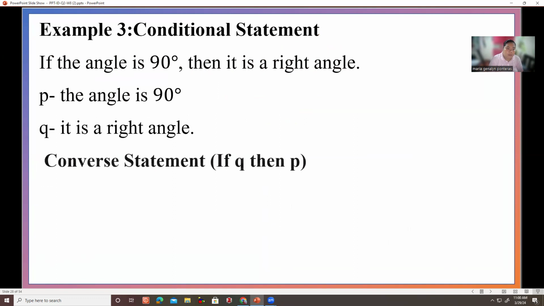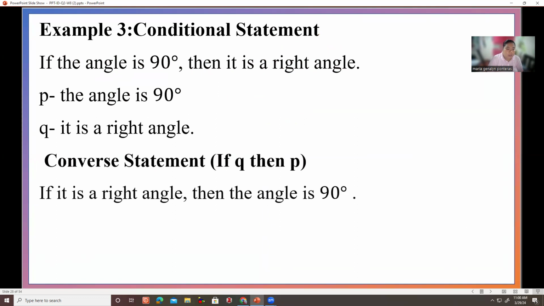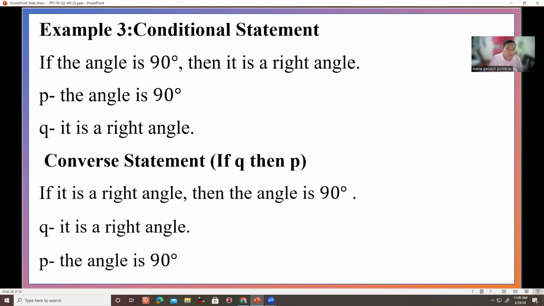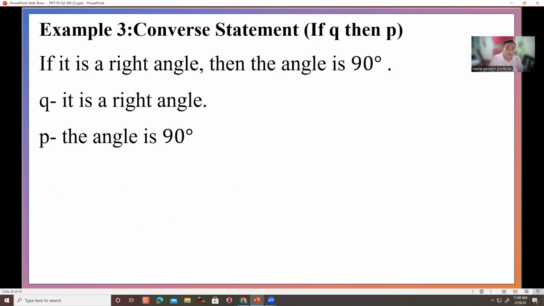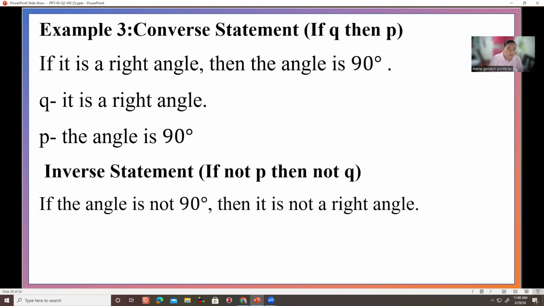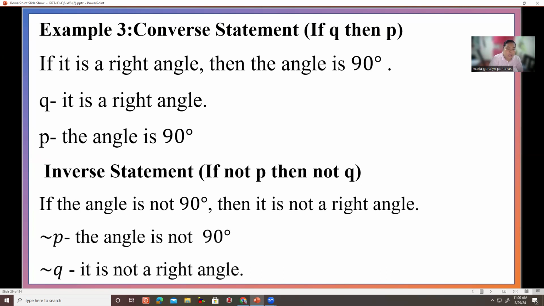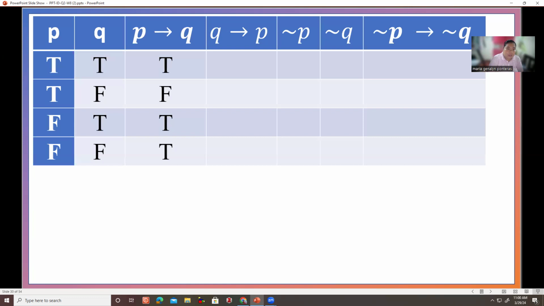So let's have our converse statement: if Q then P. If it is a right angle, then the angle is 90 degrees. Q, it is a right angle. P, the angle is 90 degrees. The inverse statement: if the angle is not 90 degrees, then it is not a right angle. Not P, the angle is not 90 degrees. Not Q, it is not a right angle.